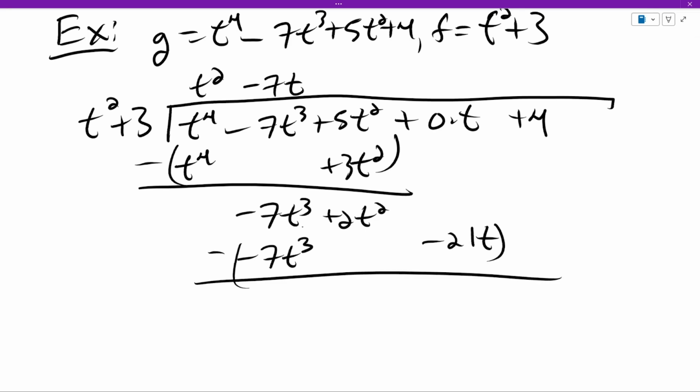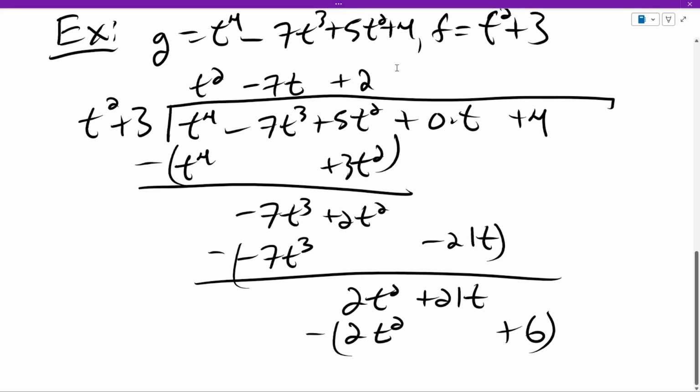So negative 7t cubed, that's going to be 0. 2t squared is positive. And then we're getting negative negative, so that's 21t. Divide t squared into 2t squared, we're going to get plus 2. Multiply the 2 through, we get 2t squared plus 6. And then subtract that quantity.